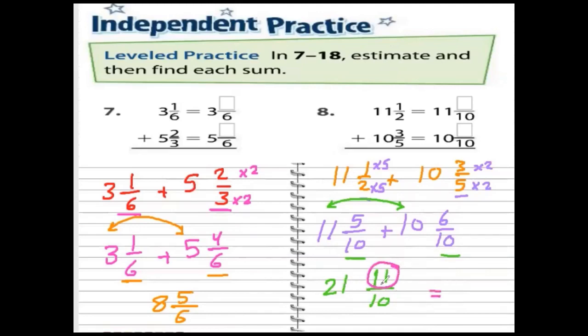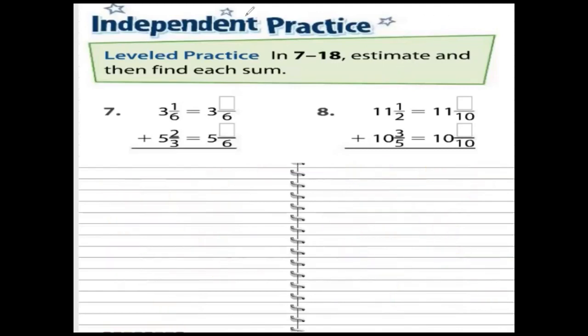Add 1 to 21, so it will be 22. Then subtract. 11 minus 10 is 1. And keep the same denominator, 10. So again, subtract, then add 1, or add 1, then subtract. So this is the final answer. I hope it's clear. We're moving to question 9.